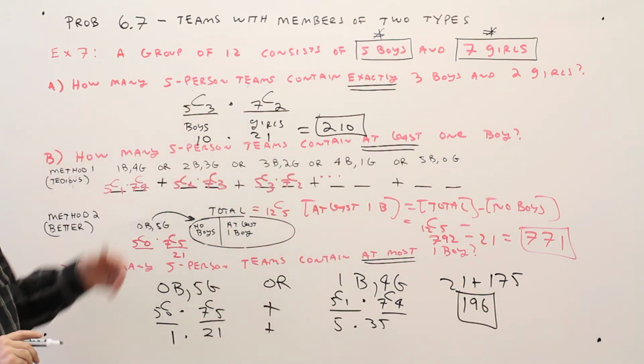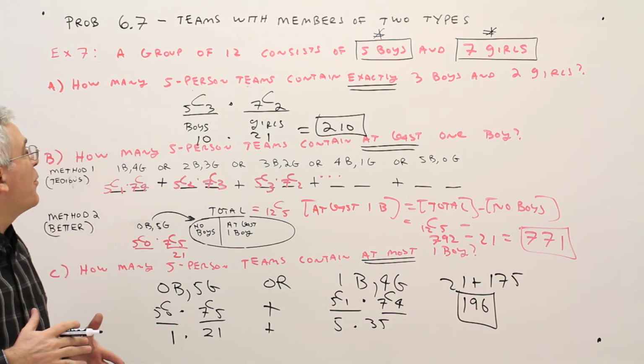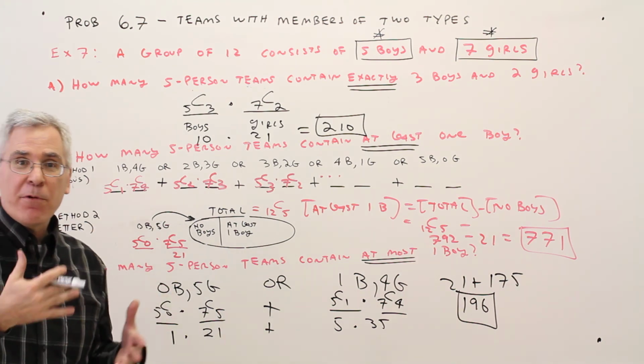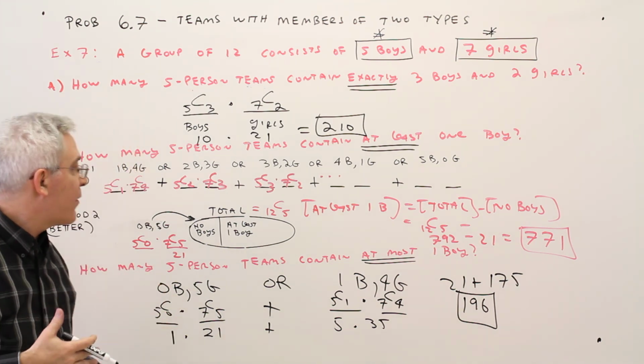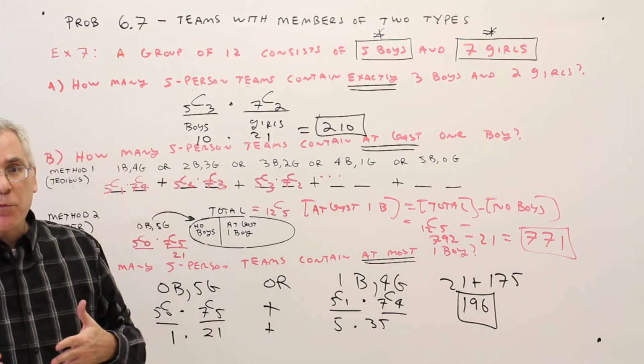So there you have it, how to find the number of teams with 2 different types, with exactly, at most, and at least.